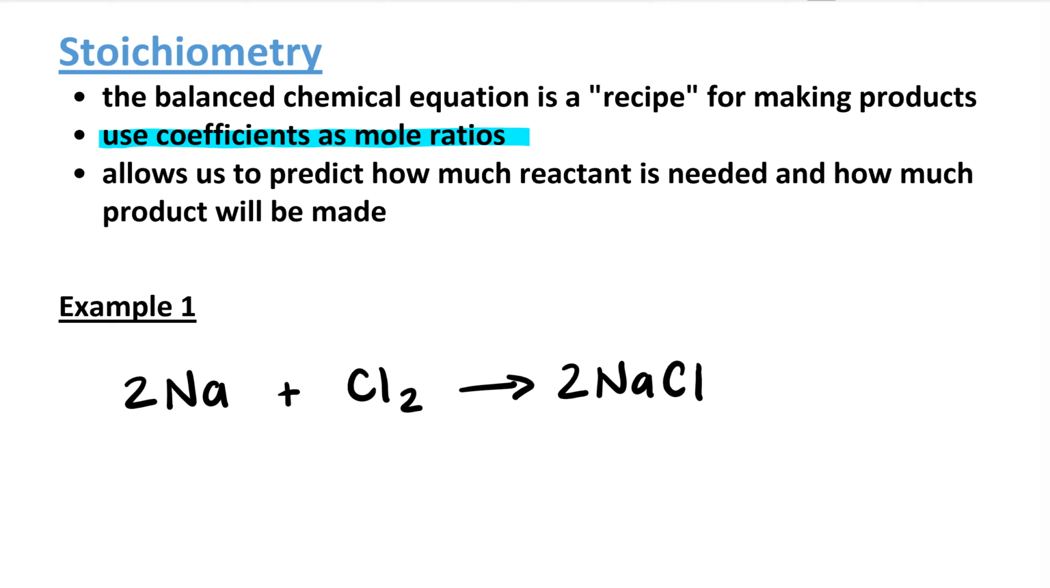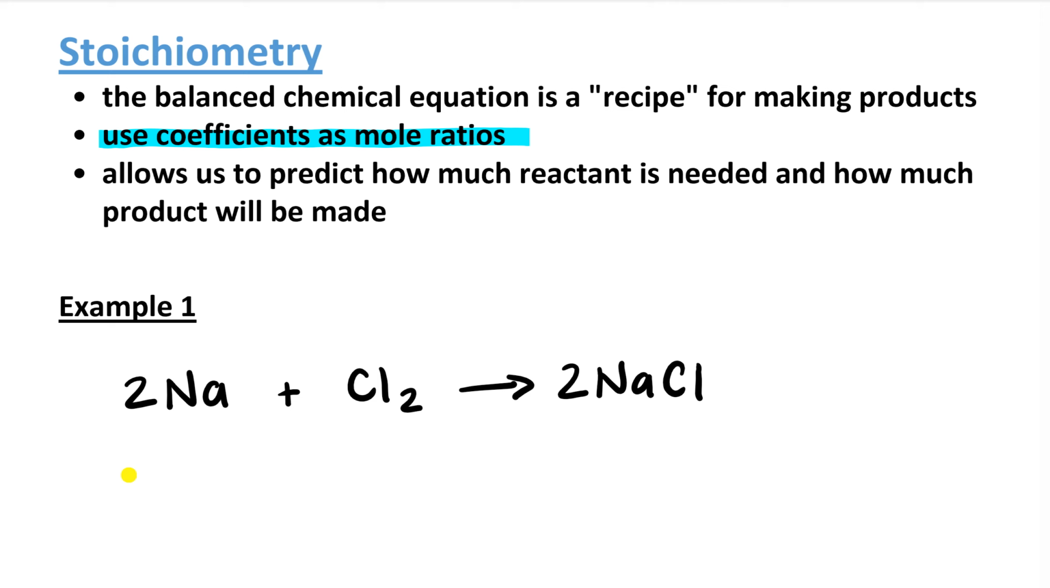Example number 1 here, we have the balanced chemical equation of sodium and chlorine reacting to make sodium chloride, table salt. And so again, our balanced equation is a recipe for making products. And the units that we use are moles. And those moles are represented in the coefficients from our balanced equation.